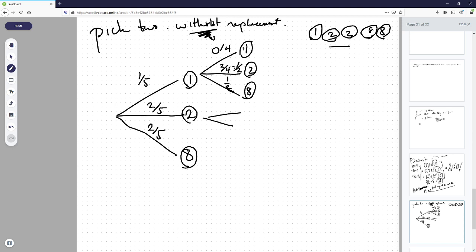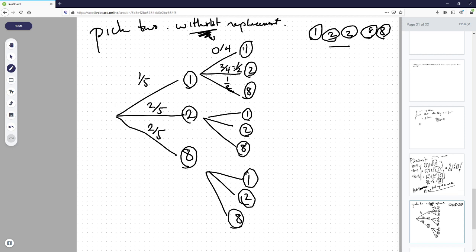Then let's do the same thing again. So the probability of a 1 in this case is 1 out of 4. The probability of a 2 in this case is 1 out of 4. And the probability of an 8 in this case is 1 out of 2. And then finally, the probability of a 1 in this case is 1 out of 4. The probability of a 2 in this case is 1/2. And the probability of an 8 in this case is 1/4.